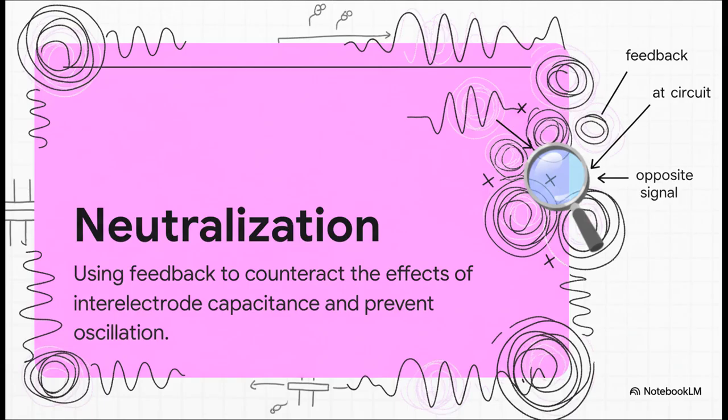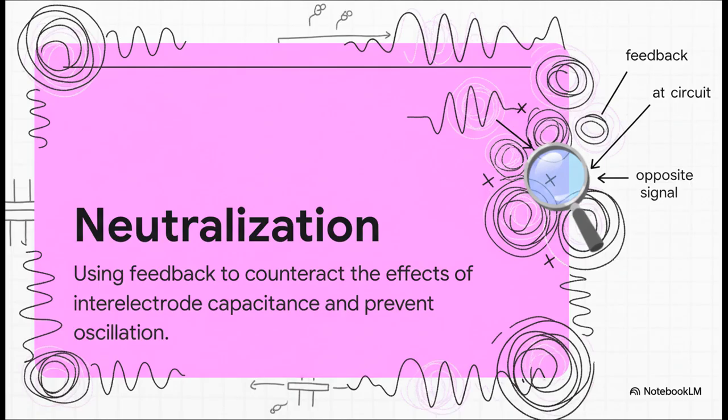Okay, and there's one last little trick we have to talk about for RF amps. It's called neutralization. Now, remember that annoying capacitance that's hiding inside the transistor itself? Well, at really high radio frequencies, that little bit of capacitance can act like a feedback loop. It can cause the amplifier to go totally nuts and start oscillating, basically making its own noise.